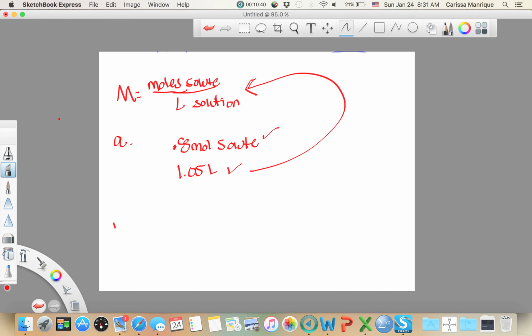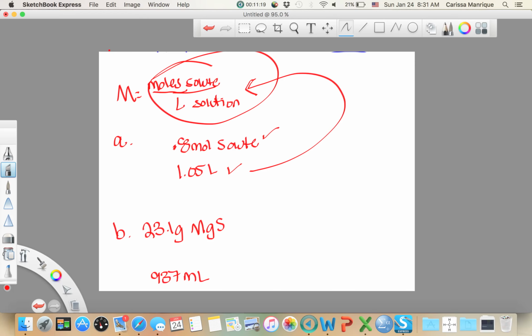Okay, B is a little bit harder because there are a little bit more calculations you have to do. So that's why I'm going to show you this one. This one, they give you 7.13 grams, or not 7, I gave you the wrong problem. 23.1 grams of magnesium sulfide and 937 milliliters. Okay, so this is still our formula. That hasn't changed. So this is our solute. This is our solution.